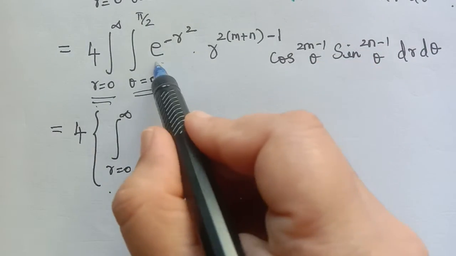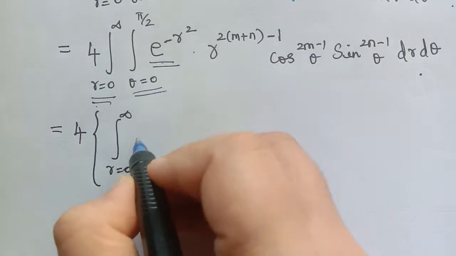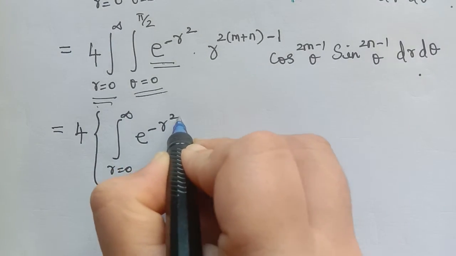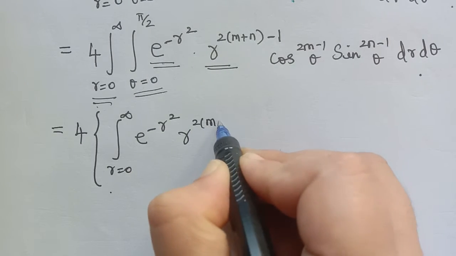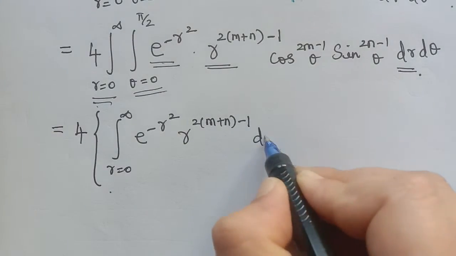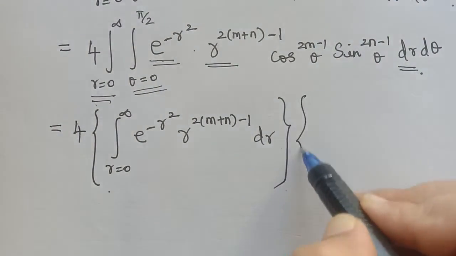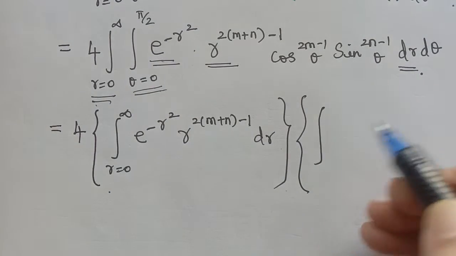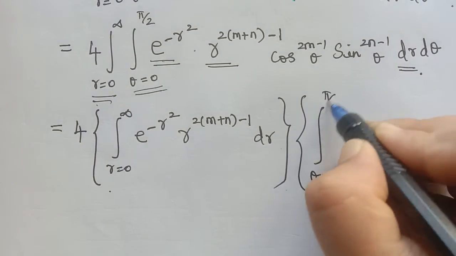So where are the terms that we have r? We have to gather it now. We have e to the power minus r square multiplied with r to the power 2 multiplied with m plus n minus 1 and then dr. So this is 1. Then we have to take the limits with respect to theta. That is the integral with respect to theta, so theta equal to 0 to pi by 2.